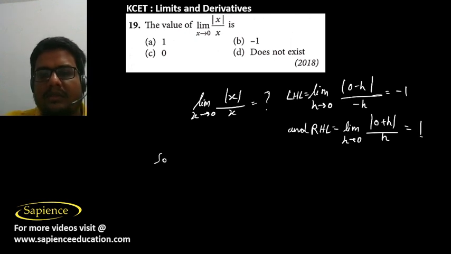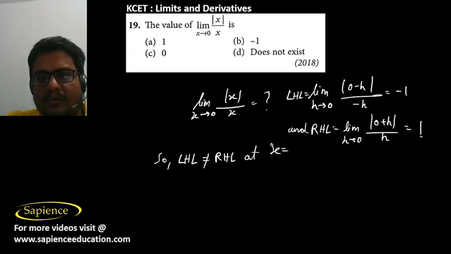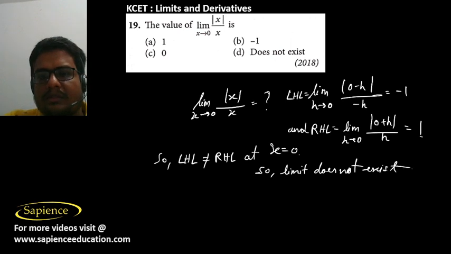So it means that the left hand limit is not the same as the right hand limit at x equal to 0. So the limit does not exist. So option D is the correct answer.